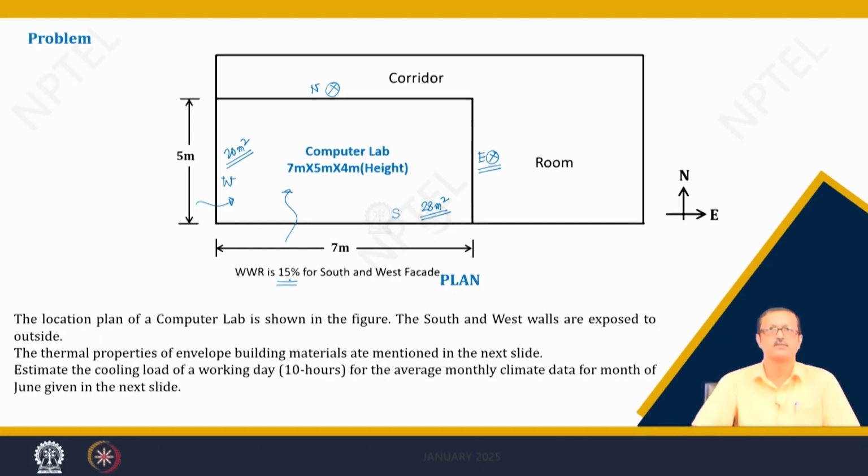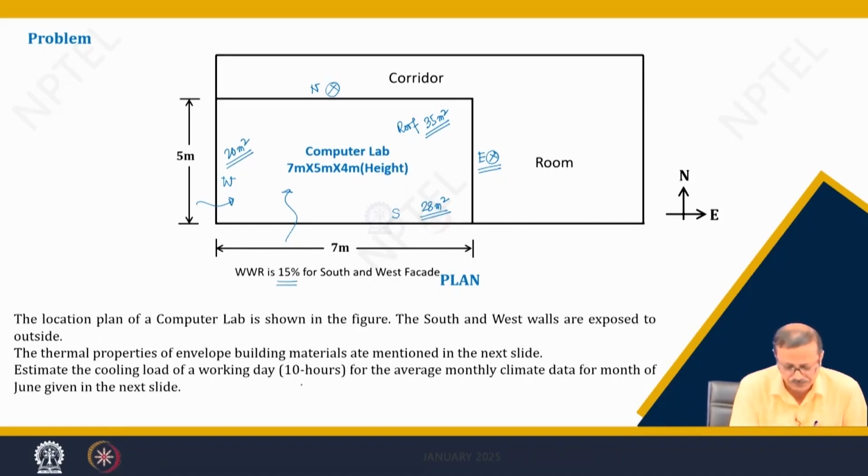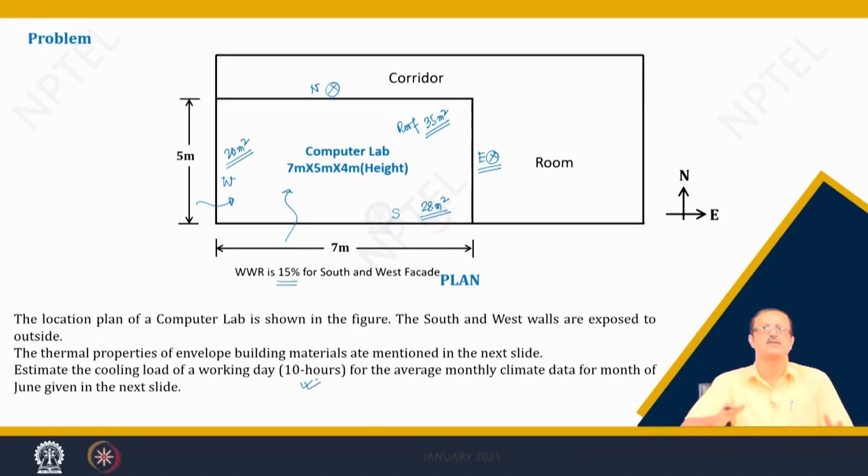And this is a ground story or some story whose roof is also going to be open to the atmosphere, open to outside. So, there is a third facade, which is a roof, almost 35 meter square, 7 5s are 35 meter square. The roof is also exposed. So, I have to estimate the cooling load for 10 working hours of that particular computer lab.